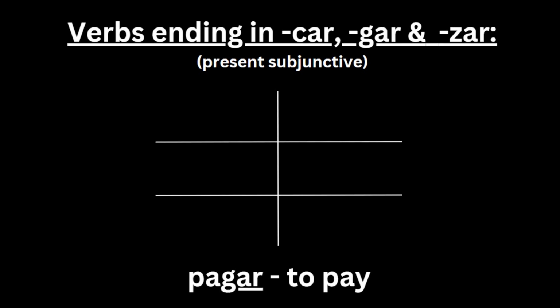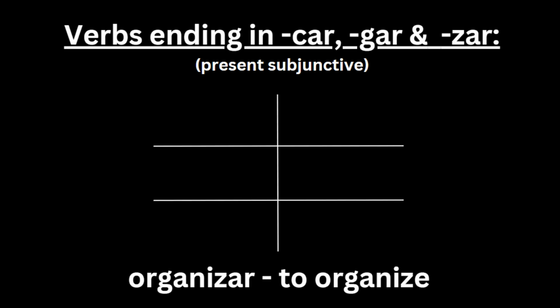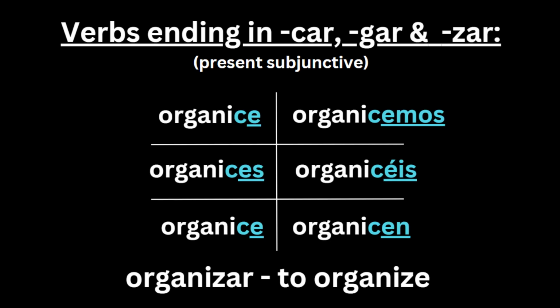Now, let's take the verb pagar. How would you conjugate this verb in the present subjunctive? Yo pague, tú pagues, él pague, and so on. That's the spelling change that this verb has. At last, let's take the verb organizar. How would you conjugate it in the present subjunctive? Yo organice, tú organices, él organice, and so on. That's the third concept of the present subjunctive.